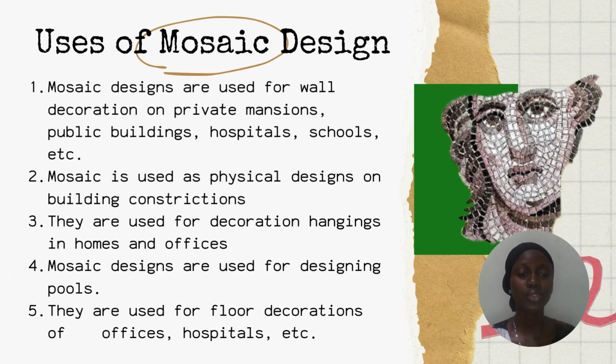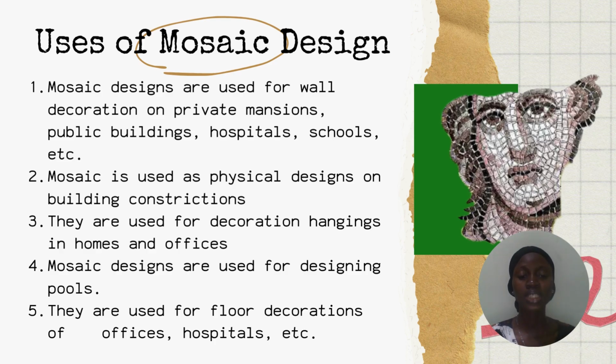Now let's talk about the uses of mosaic design. Number one, mosaic designs are used for wall decorations on private mansions, public buildings, hospitals, schools, and so on. Number two, mosaic is used for physical designs on building constructions. Three, they are used for decoration hangings in the homes and offices. And number four, mosaic designs are used for designing pools. Five, they are used for floor decorations of offices, hospitals, and so on.